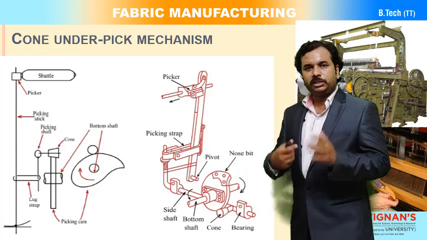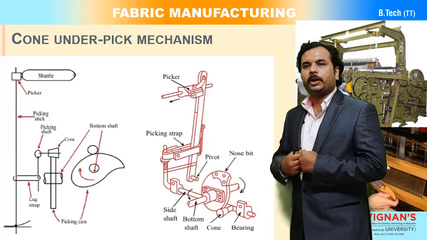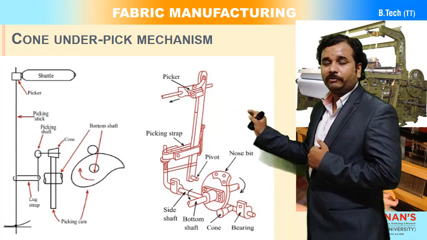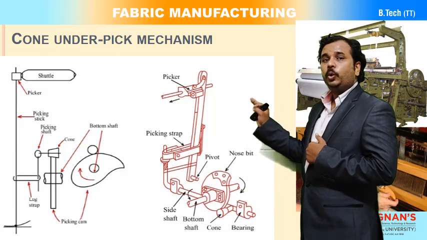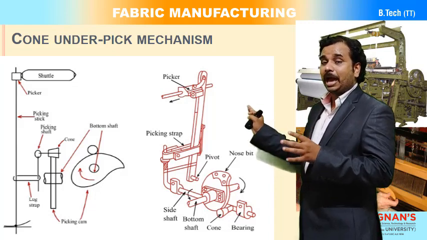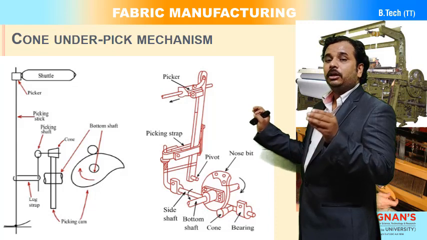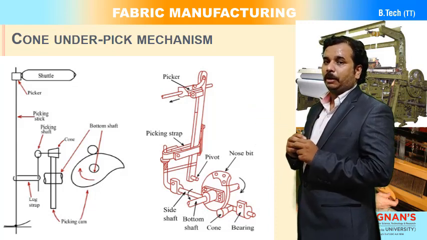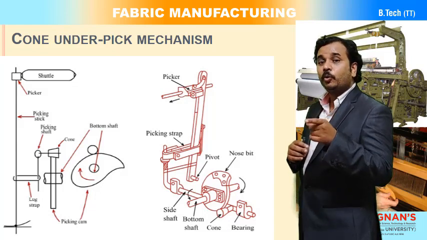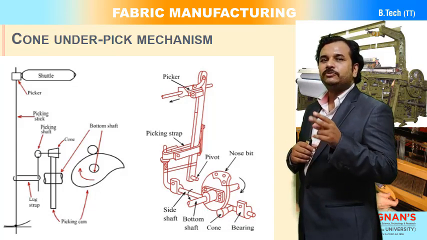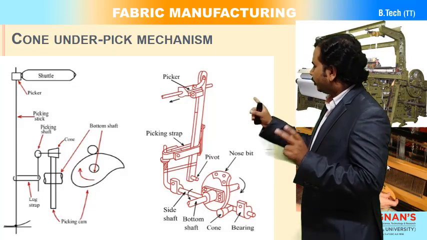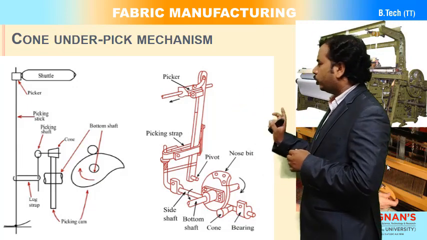So we will discuss the cone underpick mechanism. You can see that there is a bottom shaft, and on the bottom shaft we have a nose bit, that is a particular cam. So the cam is having a nose bit at the edge of the cam, and this nose bit is going to push a cone which is fixed on the shaft, that is the side shaft.